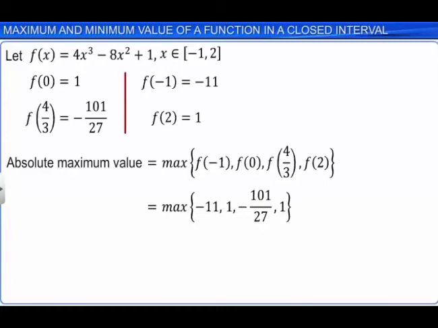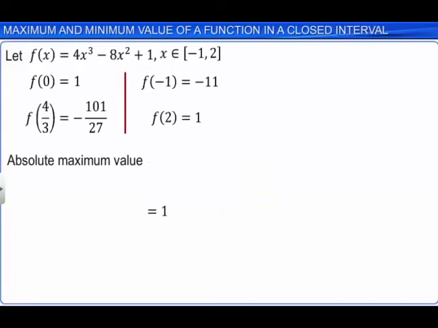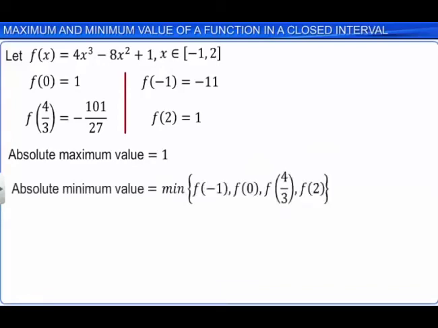Also, the absolute minimum value is the minimum of all the values of the function at these critical points as well as at the endpoints. Thus, the absolute minimum value is minus 11, which occurs at x is equal to minus 1. Hence, the absolute maximum and minimum values of the given function on the given interval are 1 and minus 11 respectively.